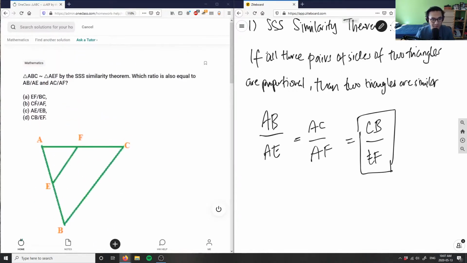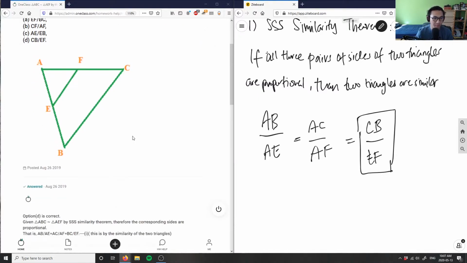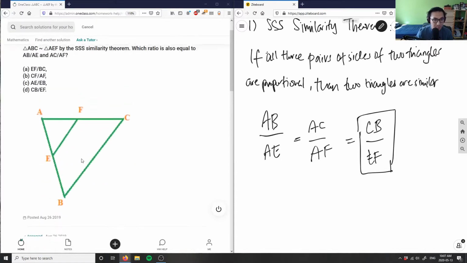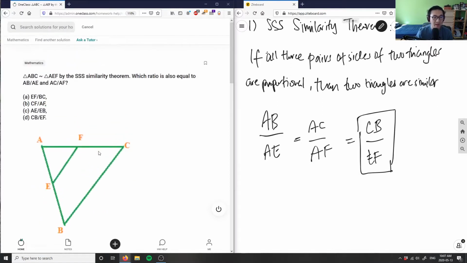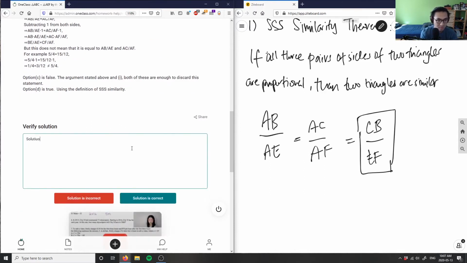Option A is false because EF over BC would be half of the proportion. It's simply flipped. We wanted the bigger side over the smaller side, and this one has the smaller over the bigger, so that ratio is incorrect. Option B is CF over AF, which is a 1-to-1 ratio, since A to F and F to C are the same length, same with A to E and E to B. So they're not proportional to the bigger triangle. Therefore option D is correct, and the solution here is correct. Good analysis.